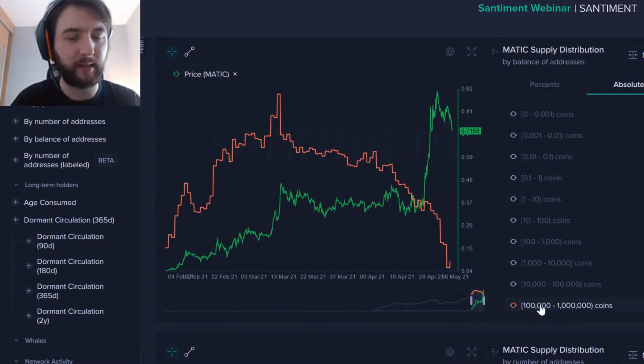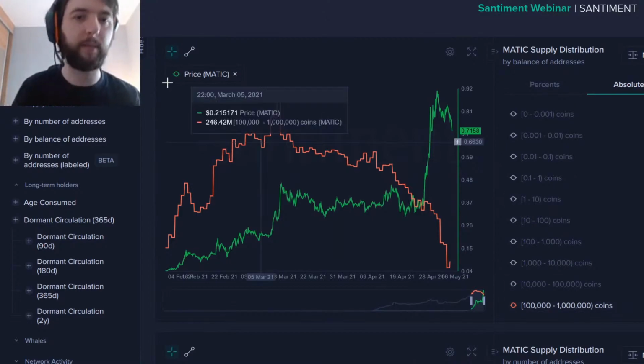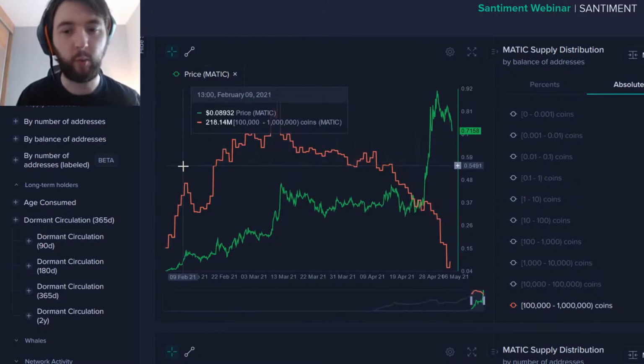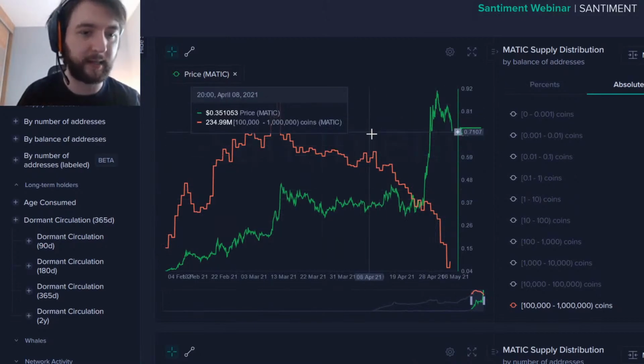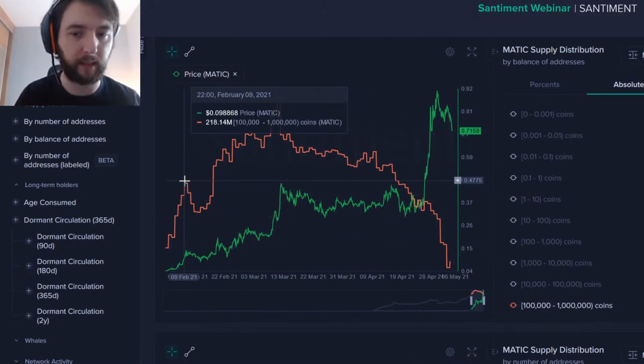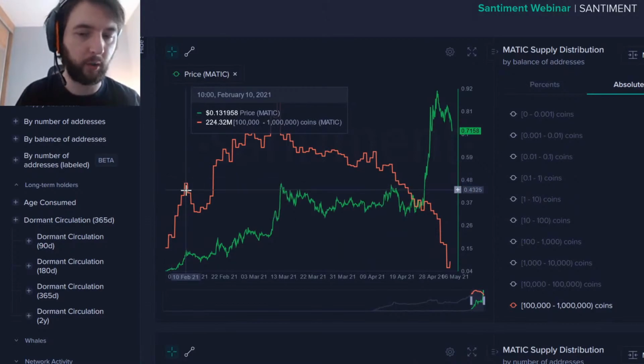So we're looking at the total balance of addresses holding between 100,000 and 1 million Matic coins, right? And this is the last 3 months of Matic's price activity. What we can see is that there have been several accumulation cycles for this group of holders. The first one happened before we hit a local top for Matic on February 10th. And then we see a decline in their combined holdings over a stretch of about 5 to 6 days as the price of Matic also begins to consolidate.